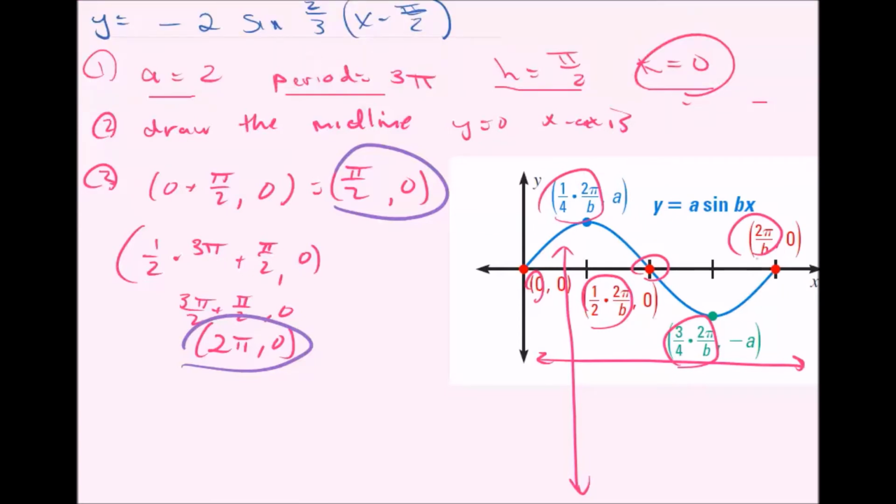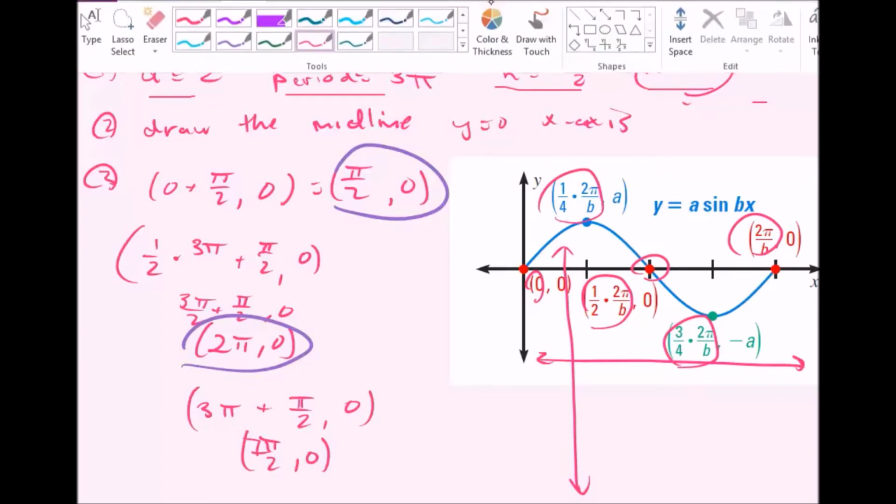So the third one would be the period, 2 pi over b, that's the period, 0, but it's the period 3 pi plus pi over 2, comma 0. And the way to think of it is 3 pi is really the same as 6 pi over 2. So we have 7 pi over 2, comma 0 for our last intercept.